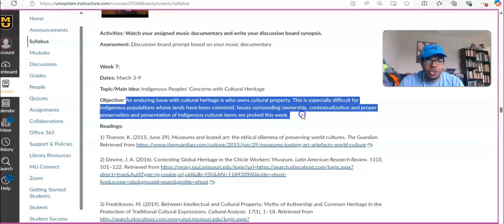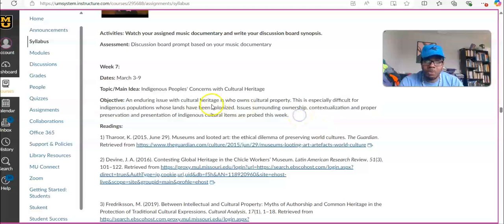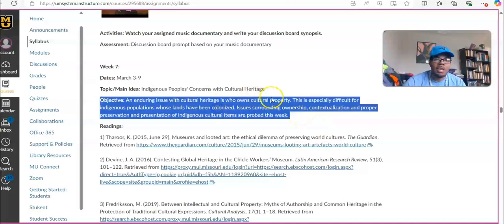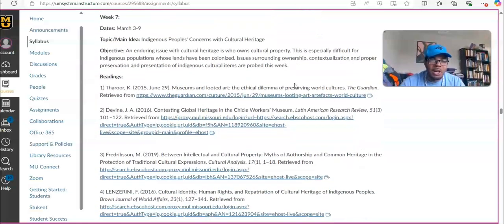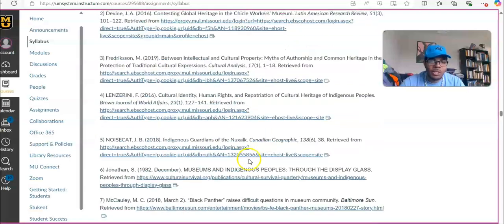An enduring issue with cultural heritage is who owns cultural property. This is especially difficult for indigenous populations whose lands have been colonized. Issues surrounding ownership, contextualization, and proper preservation and presentation of indigenous cultural items are probed in this particular week, week 7. Again, students tend to enjoy that. It's the first 5 weeks where we get the heavy, dry stuff, and then I think people like diving into these contents and concepts in week 6 on. And so you'll see these readings here.